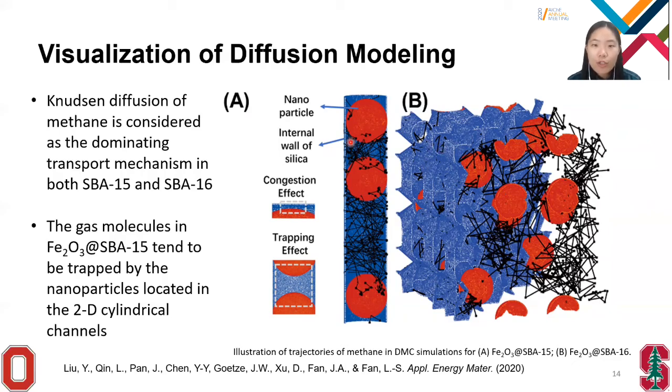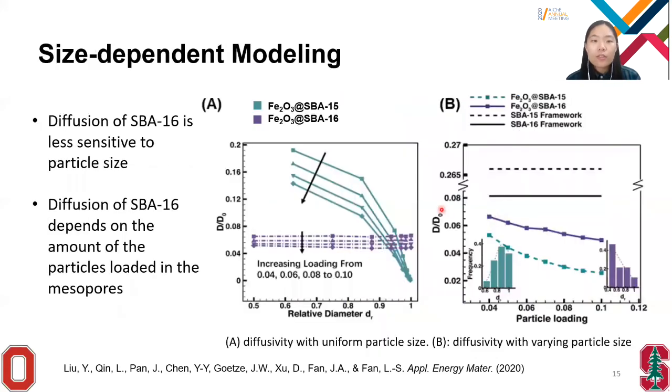The gas molecules in the SBA-15 sample tend to be trapped by the nanoparticles located in the 2D cylindrical mesopore structure. On the other hand, the 3D interconnected pore of SBA-16 facilitates the gas diffusion and can decrease the trapping effect significantly. The two figures here summarize the dynamic Monte Carlo simulations.